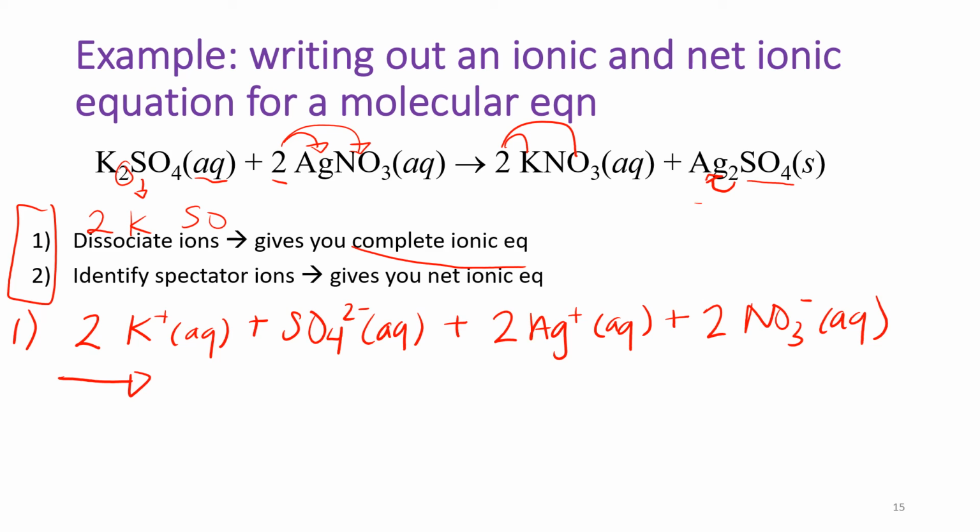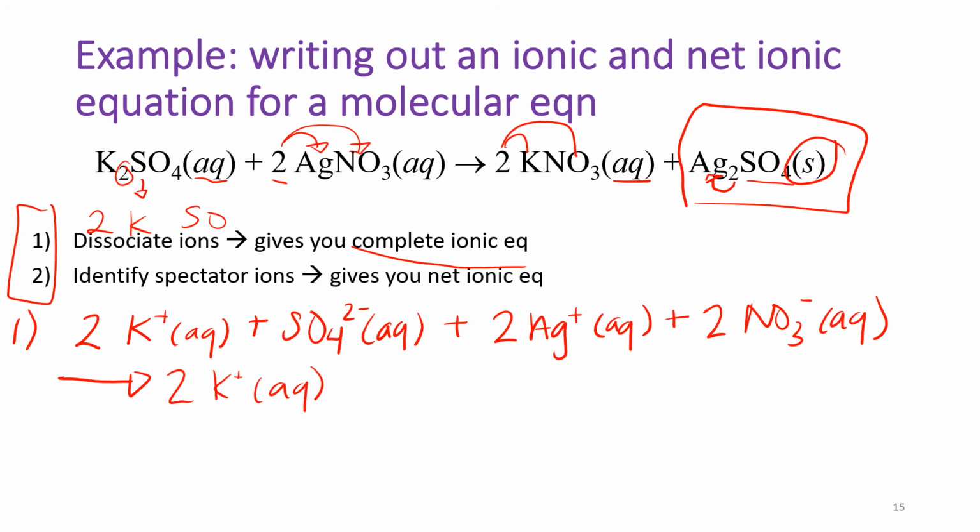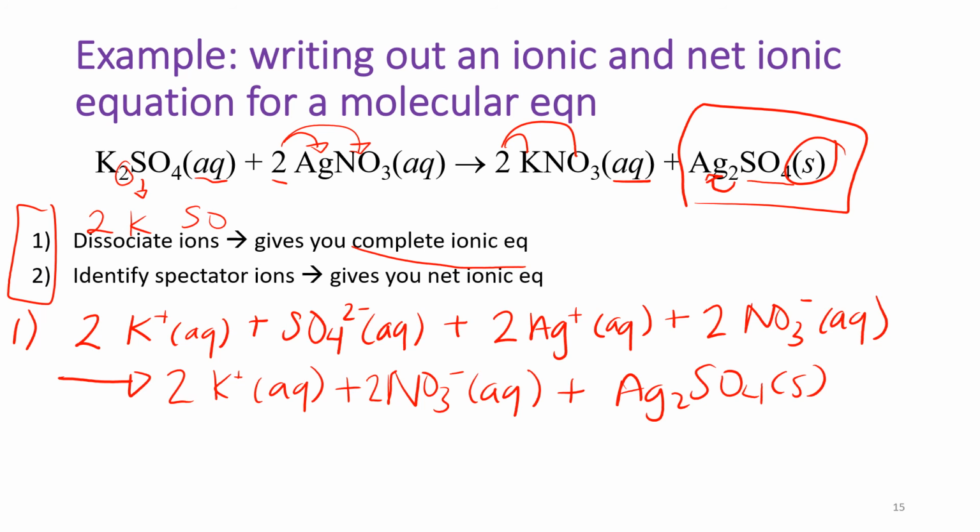Or, oh, actually, I'm getting ahead of myself. This is a solid. You don't break this up. So just ignore everything I just said about that one. But this aqueous one, we do break it up. So 2K+ aqueous plus our 2 nitrate, aqueous. And then we have our solid. We're not going to break that one up. It's just going to stay how it is. Okay, so now we have our complete ionic.